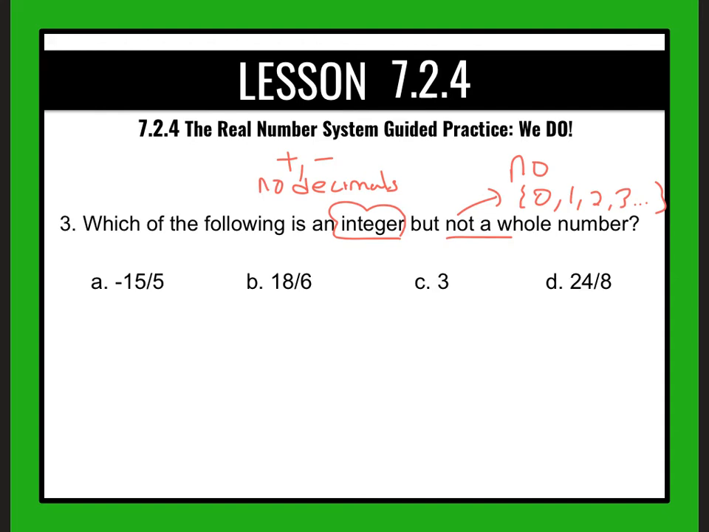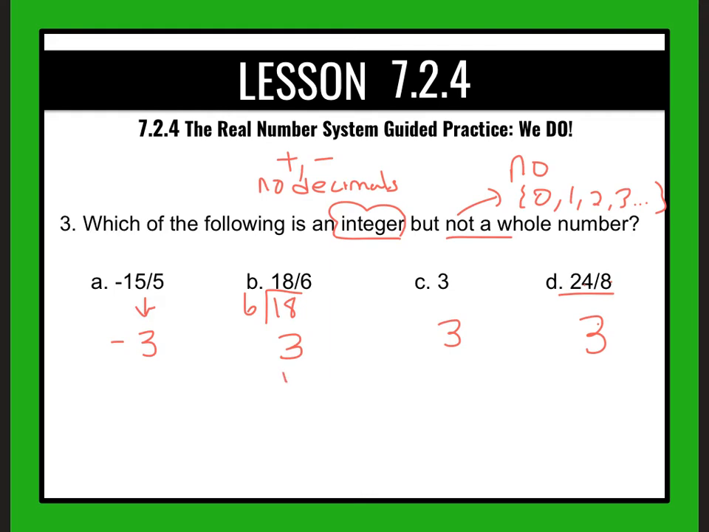Okay? Well, what Ms. King likes to do is simplify if I'm given a fraction. Well, I remember that when I divide fractions, if I have a negative and a positive, I'm going to get a negative quotient, a negative answer. Negative 15 divided by 5 is equal to negative 3. 18 divided by 6 is equal to a positive 3 because 6 times 3 is 18. 3 is just the value of 3, and 24 divided by 8 is also going to be 3 because 8 times 3 equals 24.